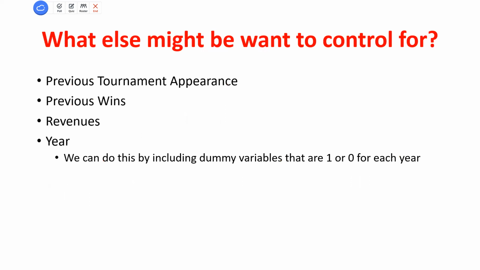So I then kind of just throw the kitchen sink at it. I had a bunch of data layer. So I had the team's previous tournament appearance from the year before, and previous number of wins. That should be a good measure of the quality of the program. I've got revenues, right? I can spend more money if I'm making more money. So I might want to control for how much money they have laying around.